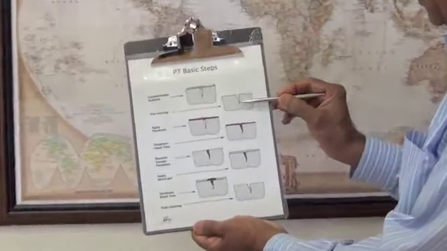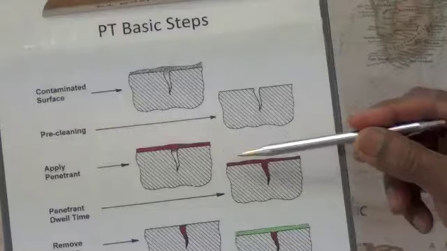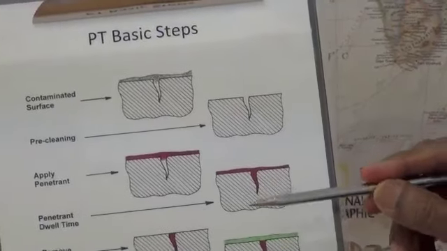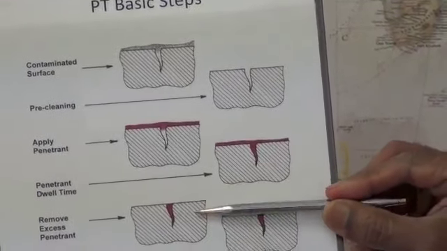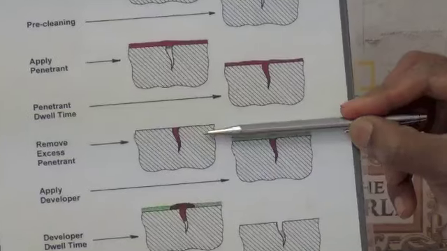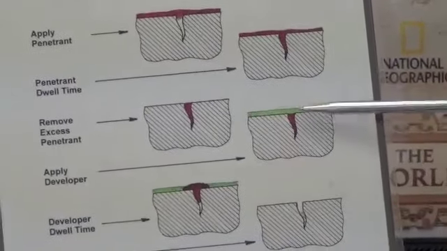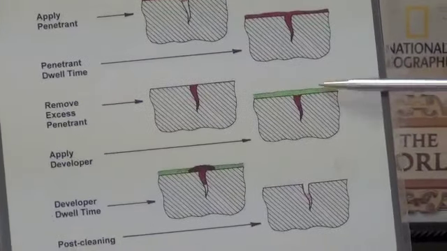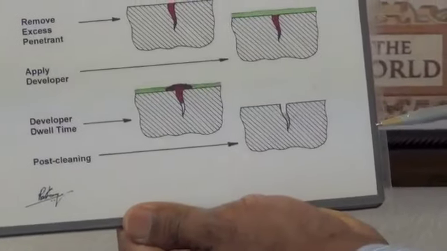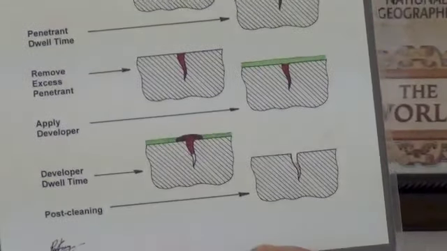In summary, the basic steps of liquid penetrant testing are shown here in this diagram. Cleaning, applying the penetrant, dwell time, which is about 5 to 10 minutes, removing excess penetrant using one of those methods: water washable, emulsifier, or solvent removable, and then applying the developer, which is right here. And after the developer dwell time, we do the examination for detection of the indications. Thank you very much.